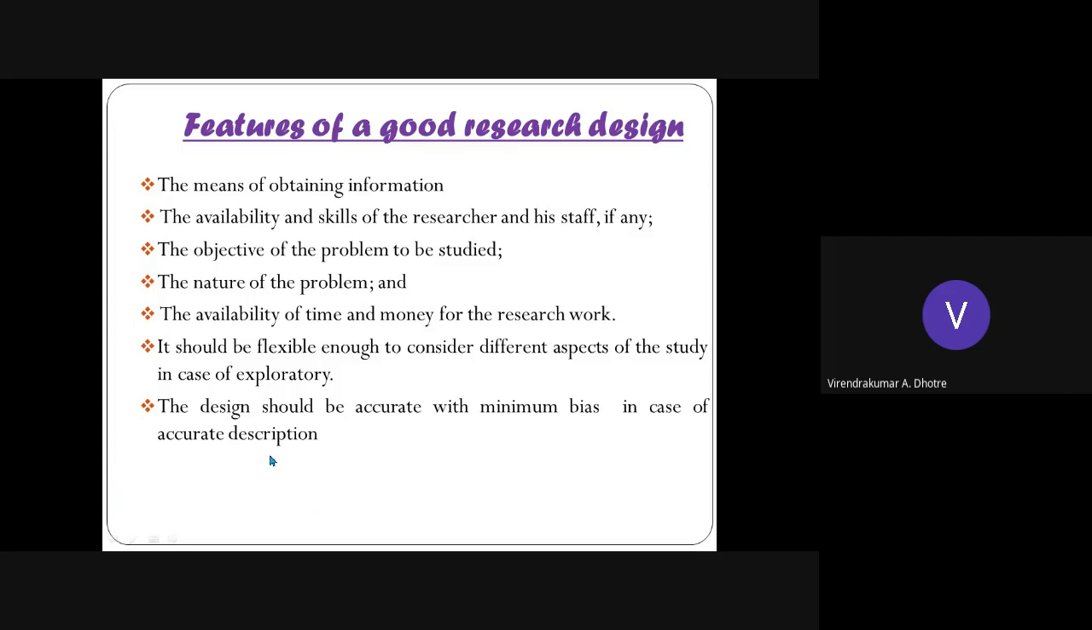specifically in the case of exploratory experimentation or research. And it should be accurate so that it will have minimum bias, minimum changes, with accurate description and availability of all the detailed information about the subject. So these are the features of a good research design. If you have this, you can say that your research design is very good, and your research study will lead you towards the achievement of the hypothesis or the objectives of the research.